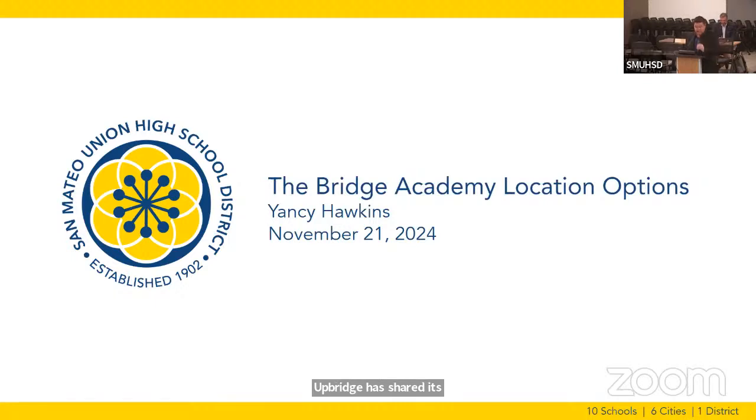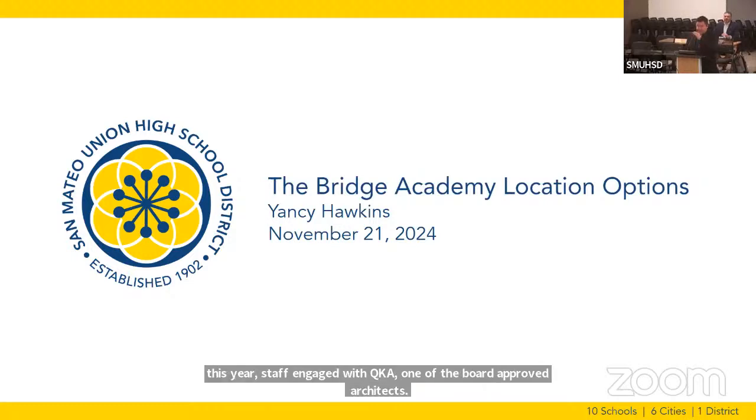The board has directed staff to find a long-term home and space for the Bridge Academy that meets its needs and shows to the students, staff, and the community the importance of this school. Earlier this year, staff engaged with QKA, one of the board-approved architects, to support the review of needs and location options for Bridge Academy.